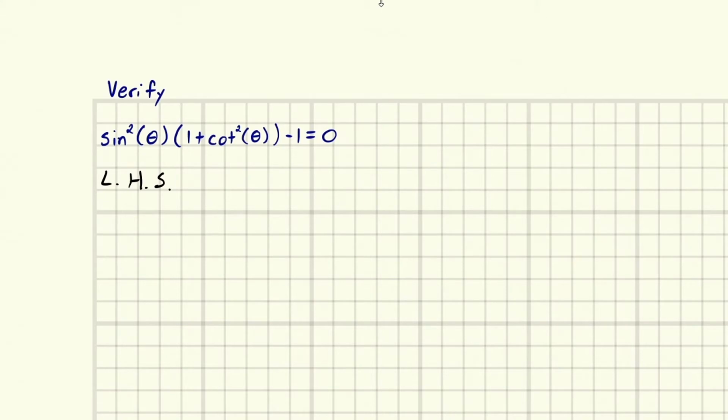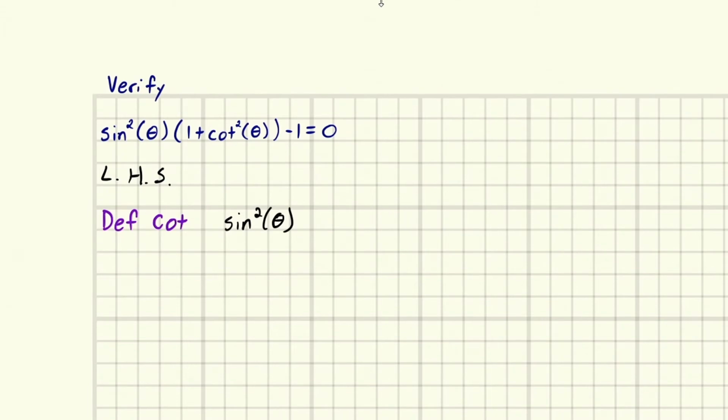So let's go straight for the proof. I think we can get it right away because this is already 0. So first up, let's break the cotangent up. I'm going to justify here in purple: definition of cotangent. And so we're going to get sine squared theta times 1 plus cosine squared theta over sine squared theta, minus 1 equals 0.